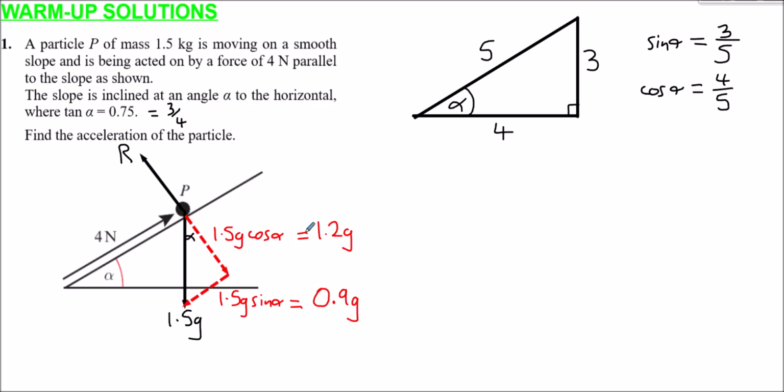Now there could be a force going up the slope, there could be a reaction, which of course there will be. But the thing here is we don't actually need to worry about what the reaction is, because there's going to be no acceleration in this direction, and we're told that this slope is smooth. So all we need to do now is consider forces acting parallel to the slope.